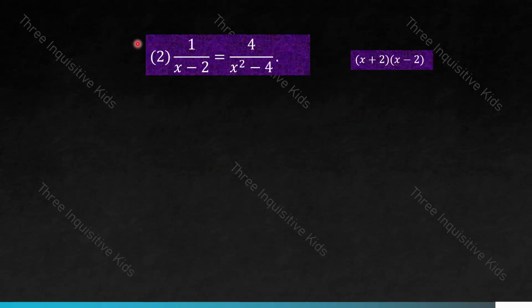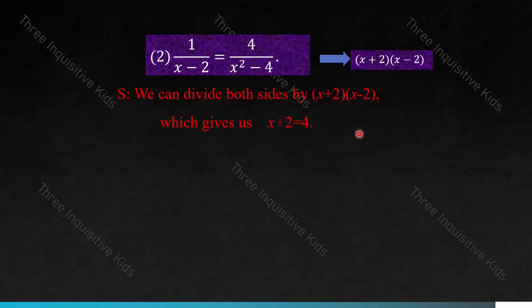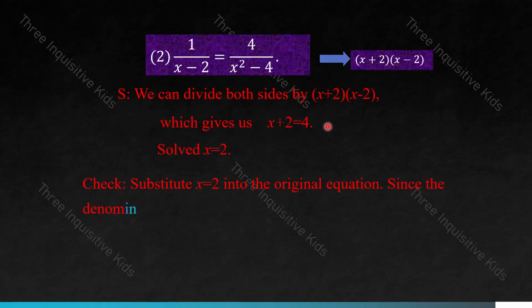Now here is another problem. Pause the video and use the steps of solving rational equations to solve. We can multiply both sides by x plus 2 times x minus 2, which gives us x plus 2 is equal to 4. Solved, x is equal to 2. We can check by substituting x is equal to 2 into the original equation. Since the denominators become 0, this rational equation doesn't have a solution.